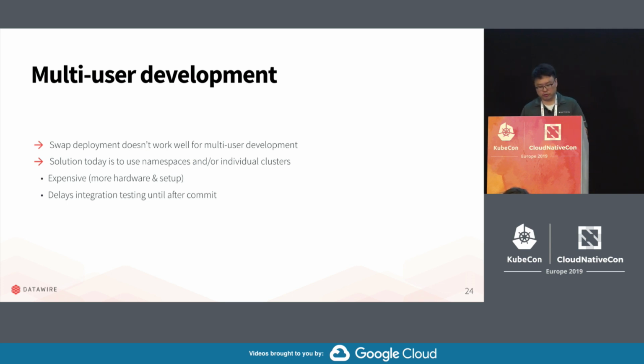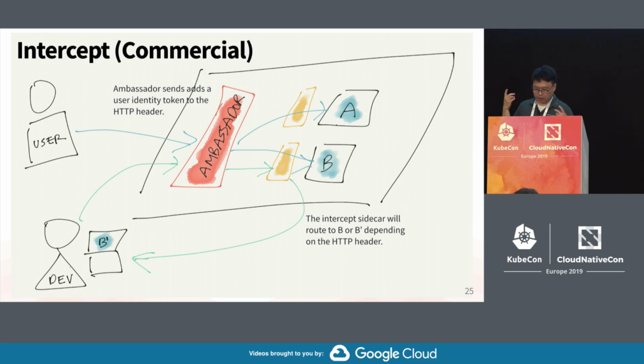So the answer we use today, and that folks tend to do, is we recommend that each developer gets his or her own cluster or his or her own namespace. But it is more expensive because there's more hardware and it's set up. And the other thing is it delays integration testing until after commit, right? Because you're not constantly updating every single service in your cluster. You basically are writing some code, you're snapshotting everything, and then you're letting your outer loop actually do that integration testing.